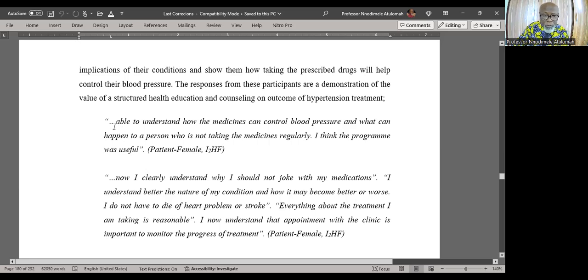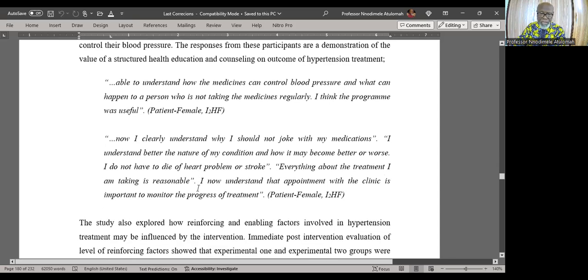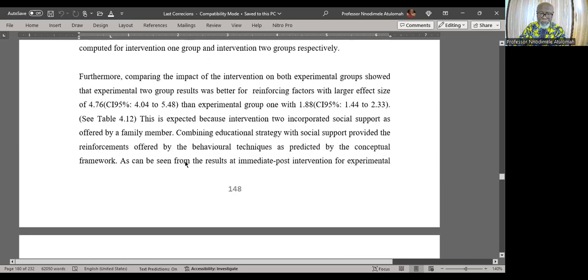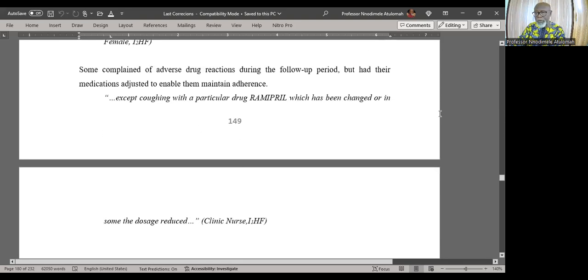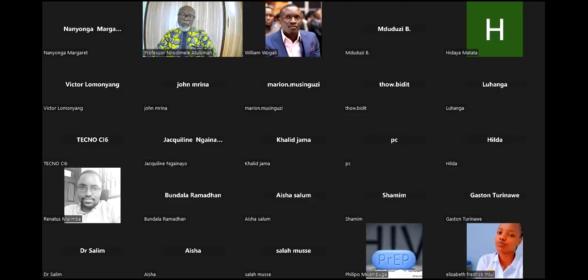So the female quotation that supports this says, "Able to understand how the medication can control blood pressure and what can happen to a person who is not taking the medication regularly. I think the program was useful." All right, so this is a statement from somebody, and all this in italics represent statements from individuals. Okay, so that is what we mean by key informant, the qualitative. So that's what mixed method is.